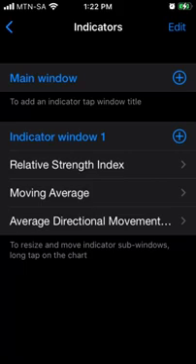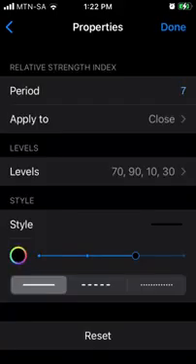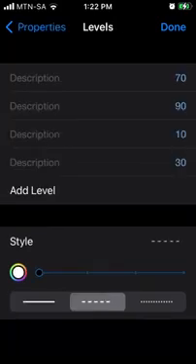Now for the settings of the strategy. The first indicator is the Relative Strength Index. Make sure you pause the video to get all the settings. The period is 7. Apply to close. These are the levels. Make sure you pause. Then the style is black.